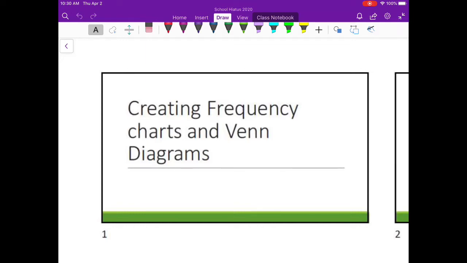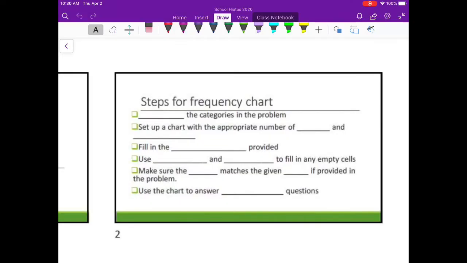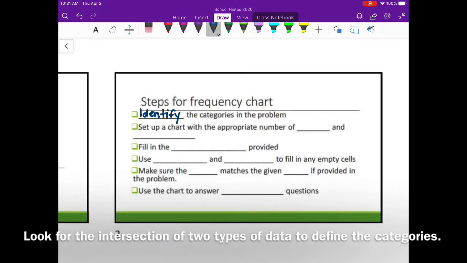In this lesson, we'll practice creating frequency tables and Venn diagrams from word problems and given information. The steps for creating a frequency chart involve first identifying the categories in the problem. Usually, two key pieces of information will be given, event A and event B. There may be other information given that includes not event A and not event B, so look to the overlap of the two key pieces of data to find the categories for your problem.